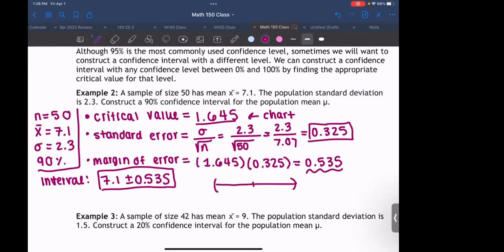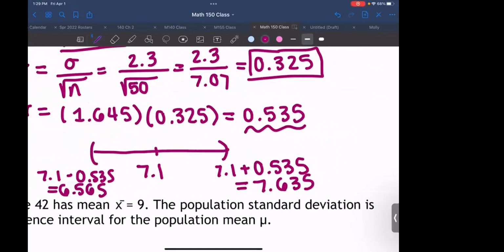Okay, so I'm going to take 7.1 in the middle. I'm going to add 0.535. And let me see what that gives me. I think that ends up being 7.635. I'm going to take 7.1 and subtract 0.535, which gives me 6.565. Okay. And these are the two numbers in my interval that represent the lowest and highest points.